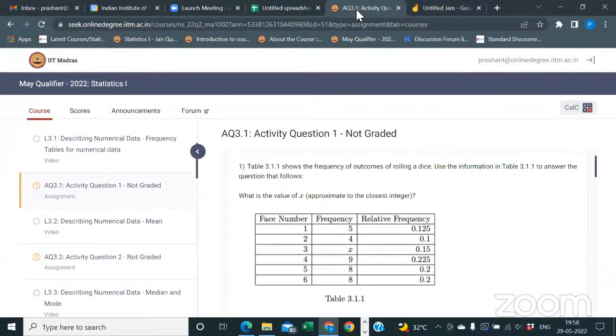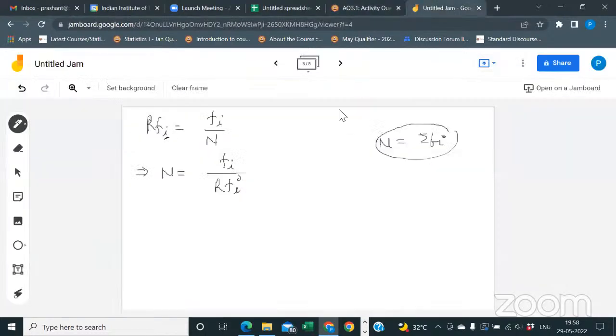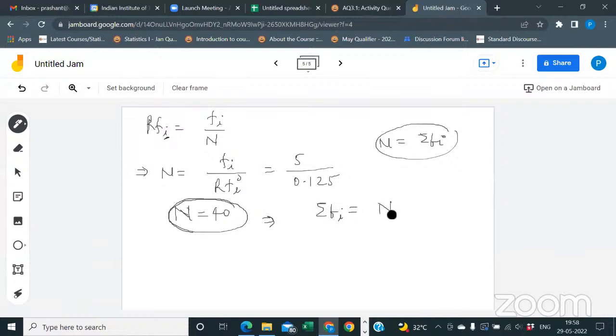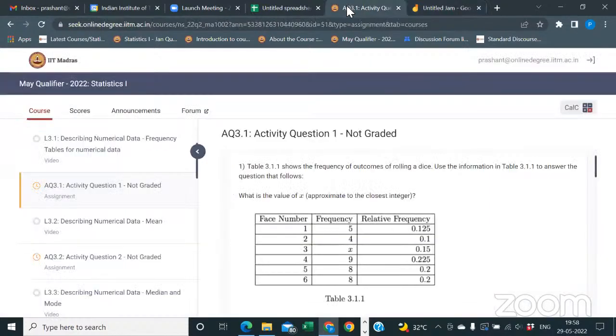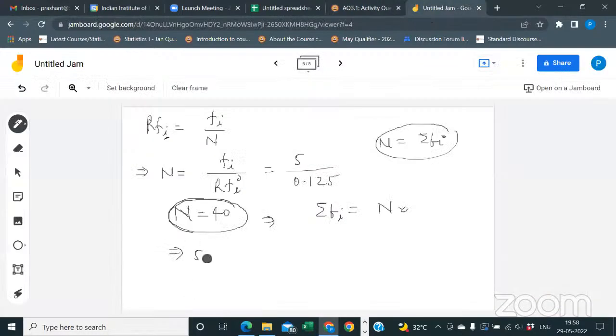5 is the frequency, relative frequency is 0.21. Here we can put in the values. By solving this, we get the summation of frequency, which is the total number of observations. Now you know the formula: the summation of all the frequencies is equal to the total number of observations. You know, the frequencies are 5, 4, 9.